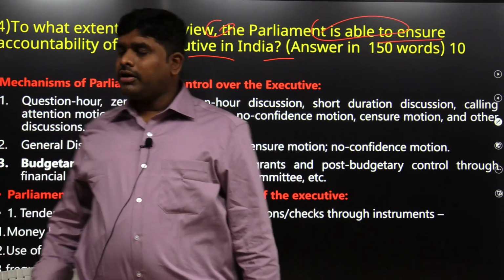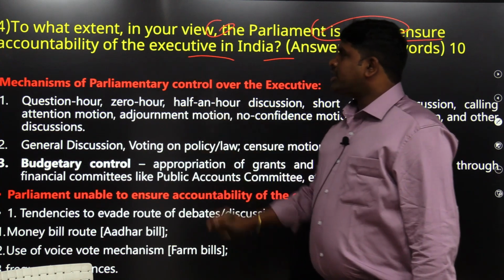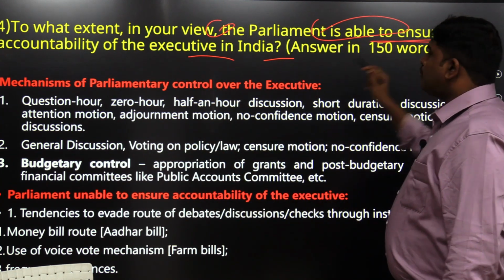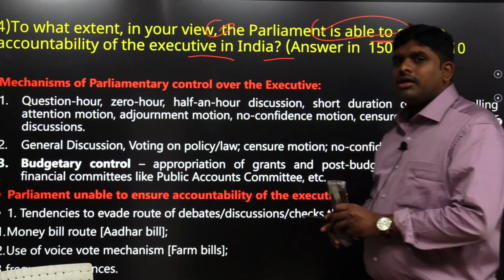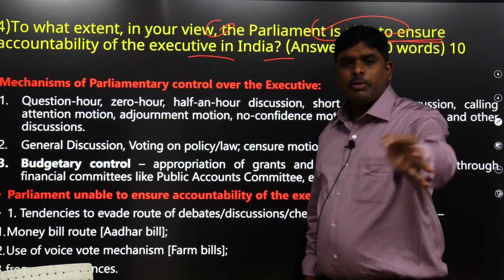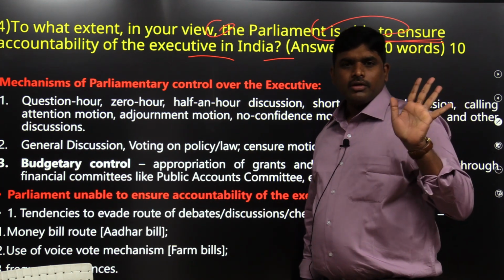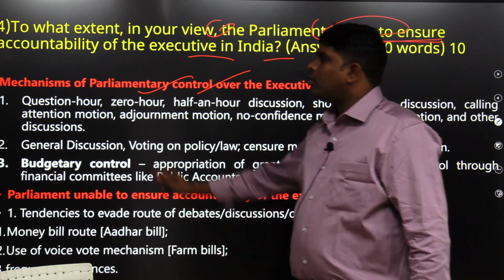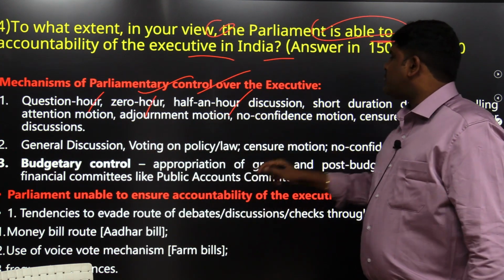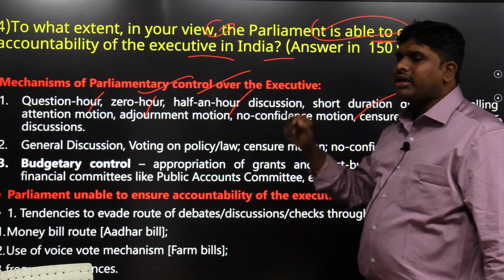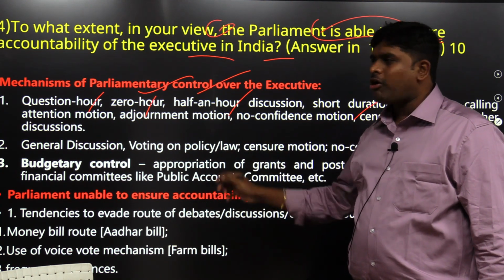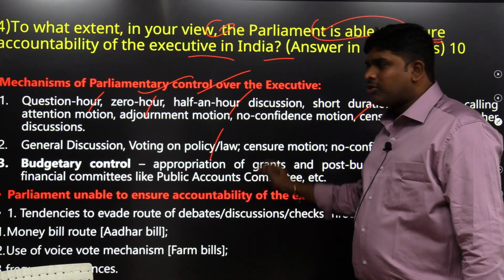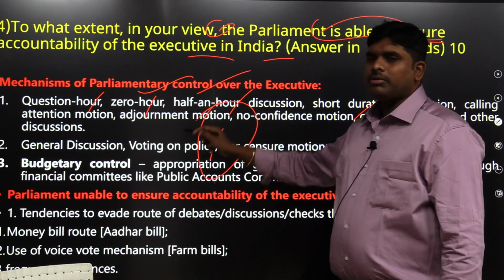But what is the question about? To what extent, in your view, is the Parliament able to ensure accountability? It means evaluation, whether it is working properly or not. So first you will mention the mechanisms of parliamentary control: question hour, zero hour, half an hour discussion, short duration discussion, calling attention motion, adjournment motion, no confidence motion, general discussion, voting, budgetary control. All this you will mention.